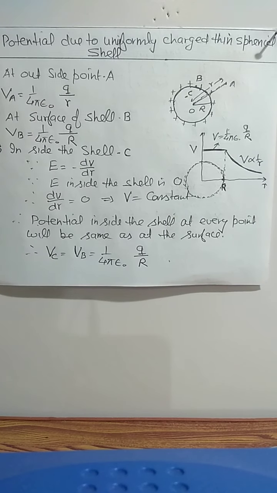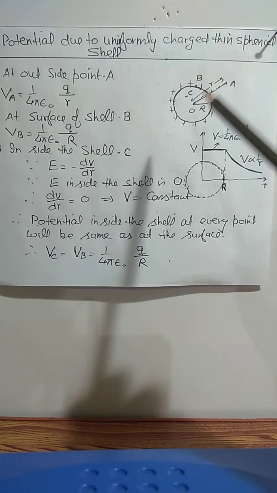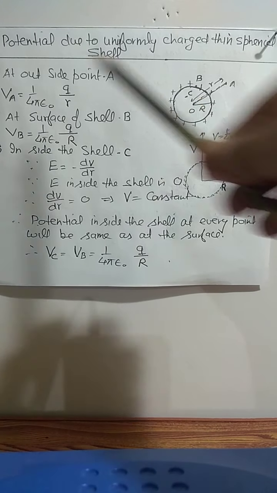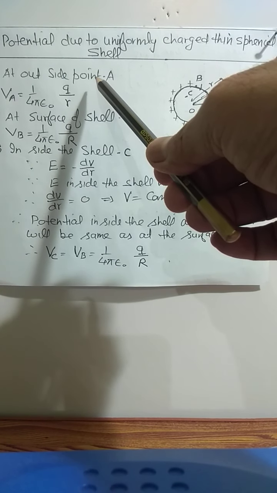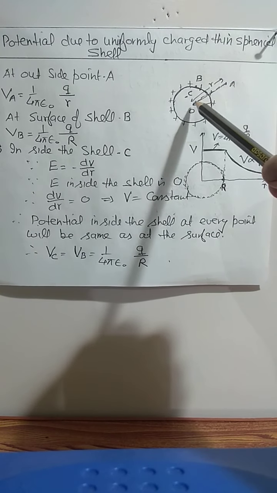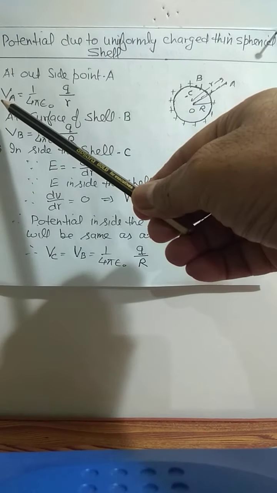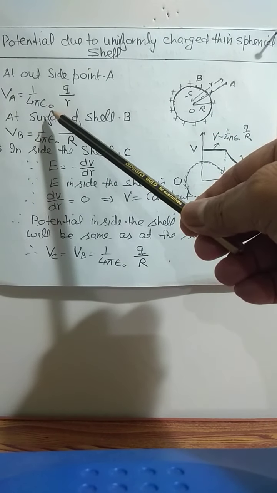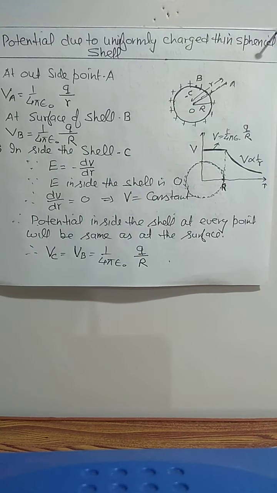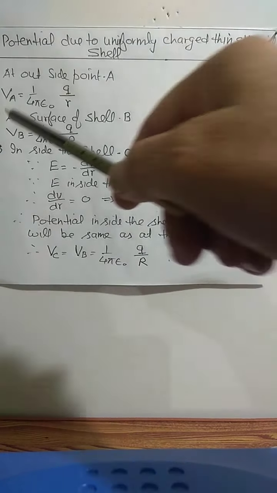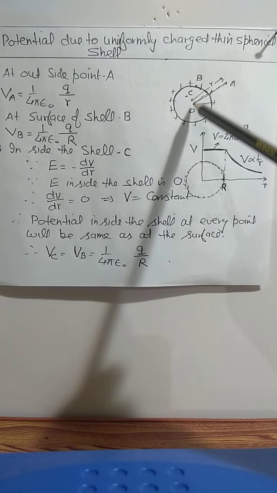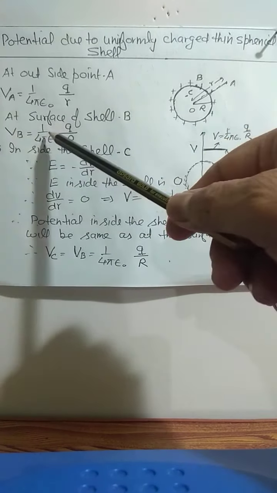Then we know that the potential due to a point charge at distance R is what? 1 upon 4 pi epsilon naught Q upon R. So if we want this potential at the point outside the shell, that is point A, then if the distance is small r, then potential will be V is equal to 1 upon 4 pi epsilon naught Q upon r. Clear? Second point, at the surface, B point, at the surface of shell, the distance is capital R and therefore VB is equal to 1 upon 4 pi epsilon naught Q upon capital R.